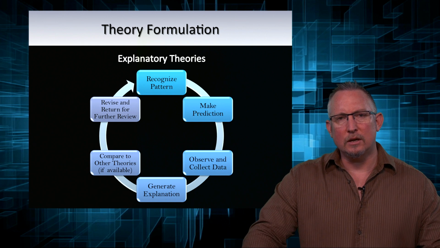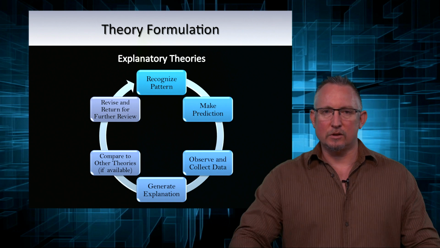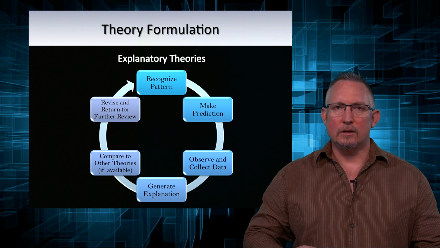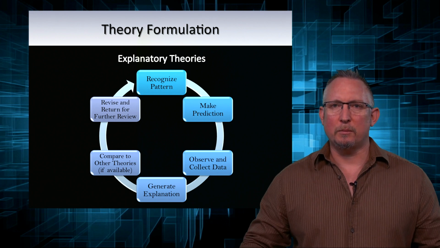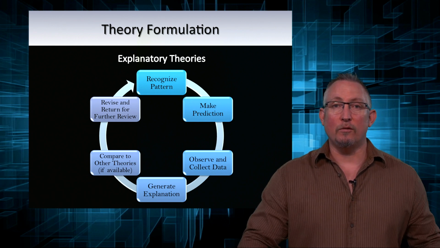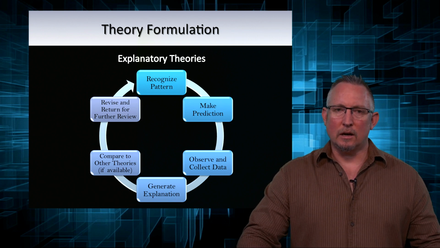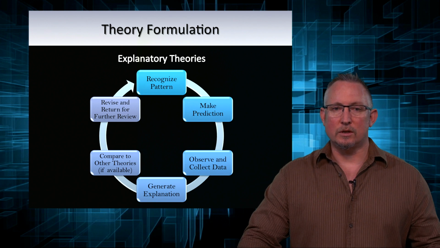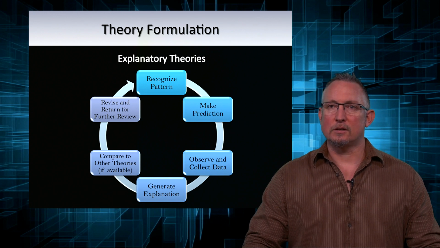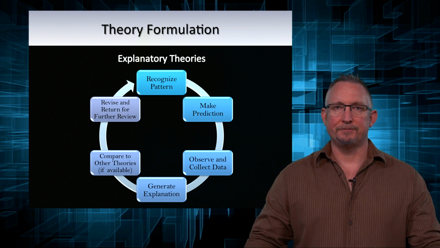Explanatory theories used in scientific and social scientific research by researchers of the type that you regularly read are a little more explanatory than this. Right, so there's an extra step. We recognize patterns, we make predictions, we observe and collect data, we generate explanations, compare to other theories, and revise and return for further review. This is the scientific process, which in principle works in a similar pattern for social sciences as well as life sciences, biological sciences, etc.